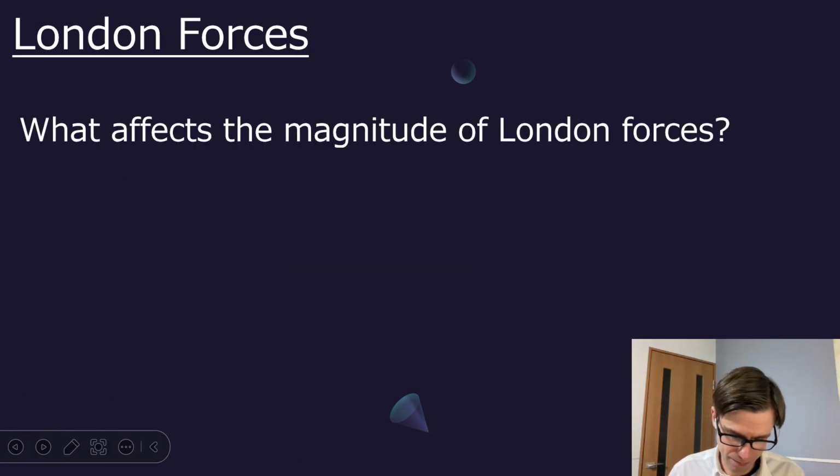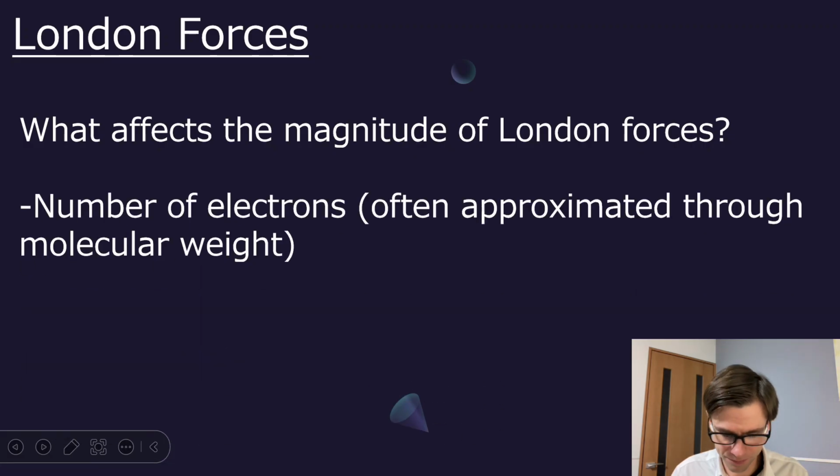What else can we say? What affects the magnitude of London forces? Their strength. First, number of electrons, as I said. This is often approximated through molecular weight, and that's just because things that have more protons generally have more electrons in their neutral state, because they have to be balanced out to be neutral compounds. And more electrons means more chances that they are going to bunch up somewhere, create a little dipole, an instantaneous dipole, and induce dipoles in things around them.